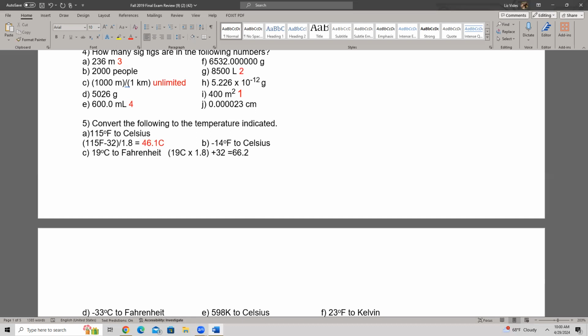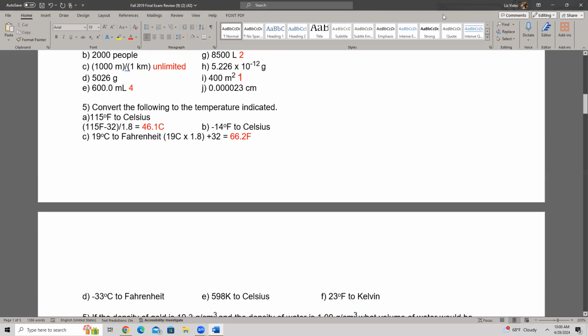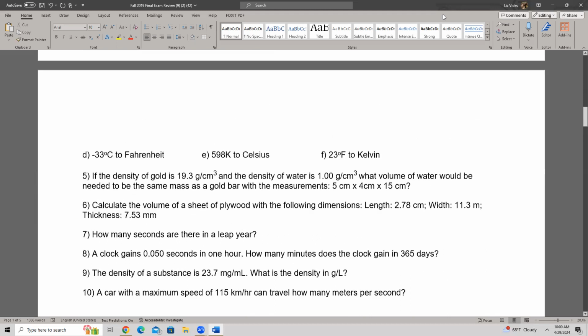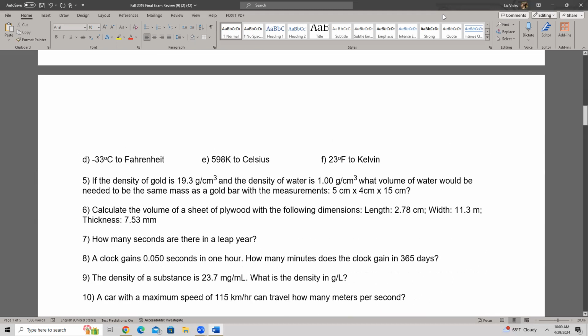And that is Fahrenheit. And it makes sense again because Celsius is much lower than Fahrenheit, which is correct. All right, so next one we have is, let's see, E, Kelvin to Celsius.